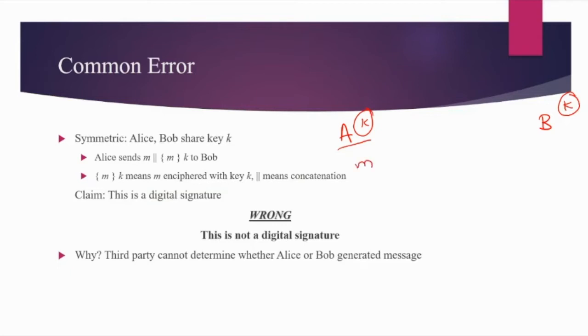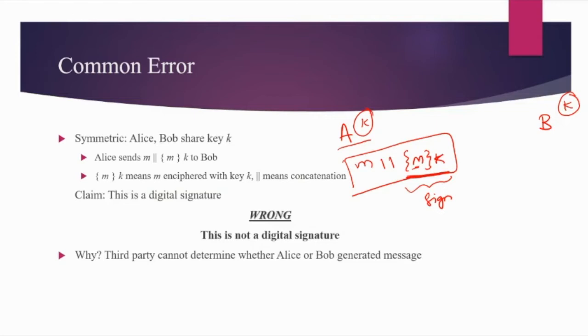Now, how can Alice create the signature with respect to the message? Maybe she will take the message and encrypt it using key K. This shows the message M is encrypted using key K. Then we can concatenate it with the original message, and this will become our signature. The message appended with the signature is sent to the other end.